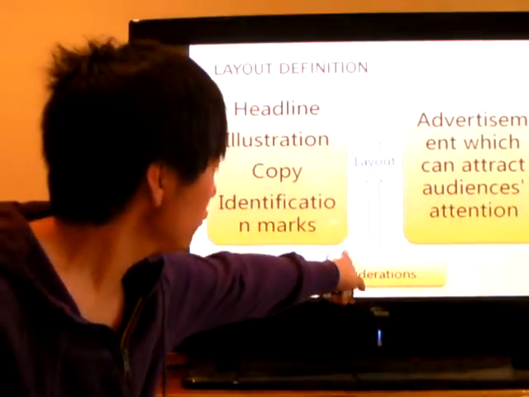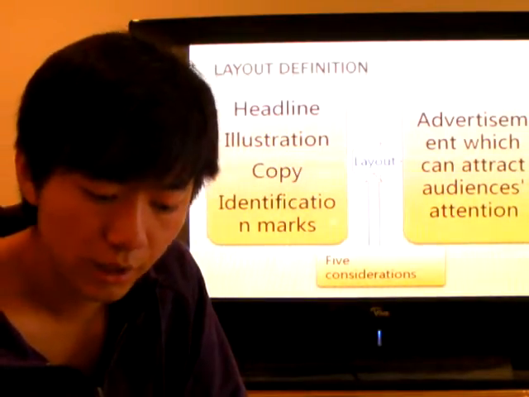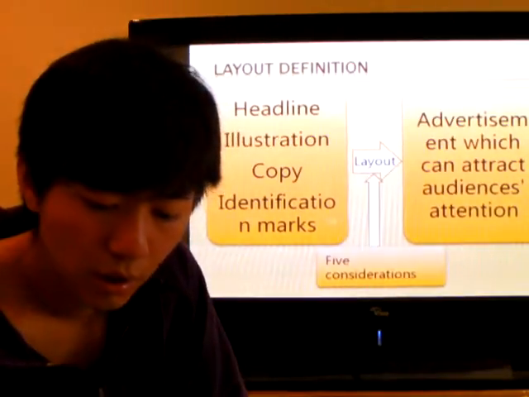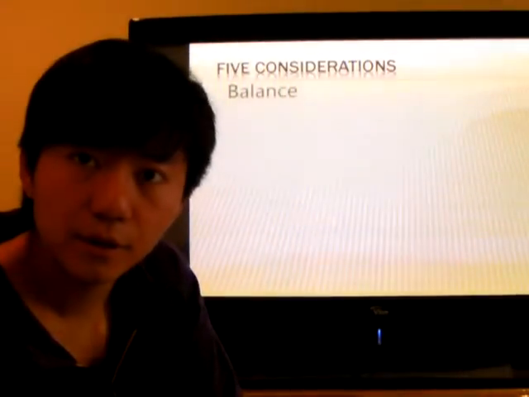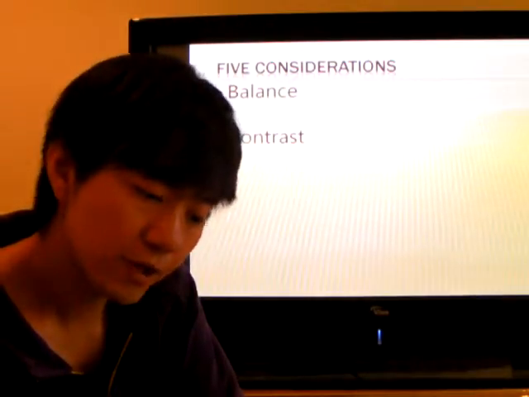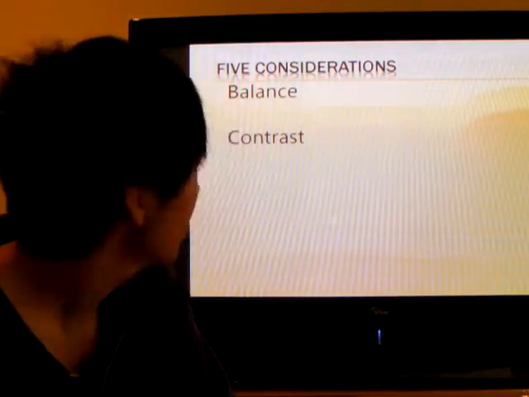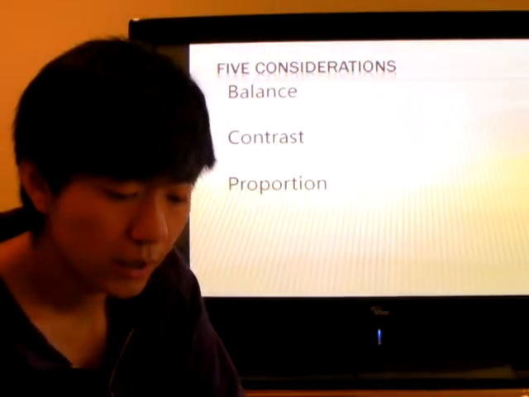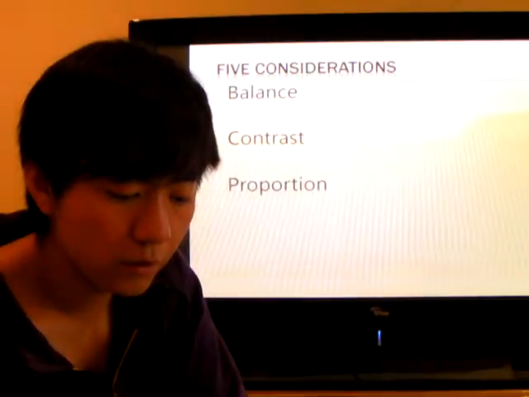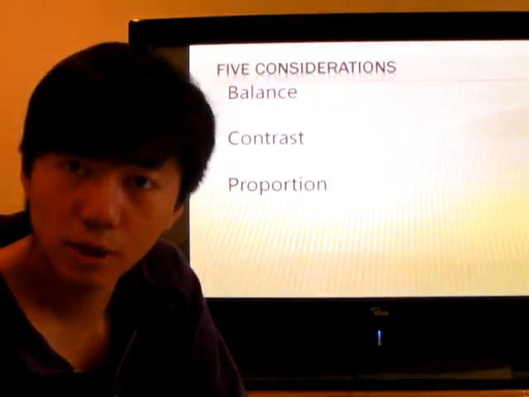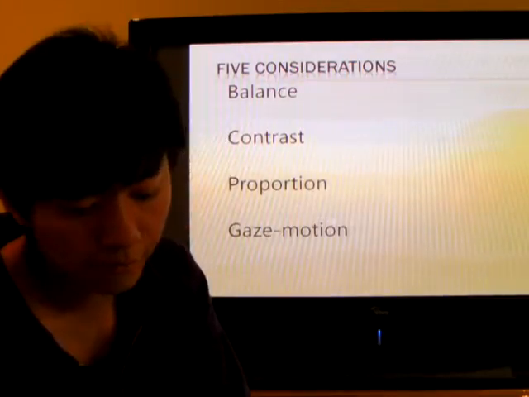Also, have you paid attention to the 5 considerations? There are 5 considerations to take into account in developing print layout. The first one is balance, which is arrangement of elements to achieve a pleasing distribution of visual impression. The second one is contrast, using different sizes, shapes, and colors to enhance attention value and readability. The third one is proportion. The fourth is gaze motion, and the final one is unity.